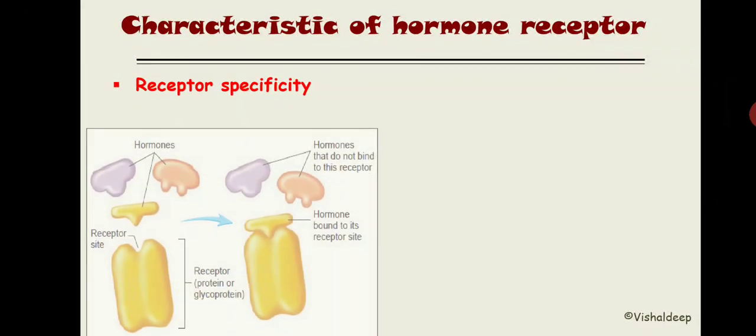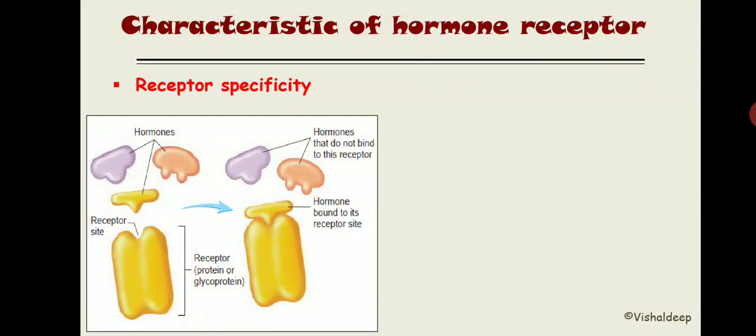Now the characteristics of the hormone receptor. There is receptor specificity. Basically, for each and every hormone there is a very specific receptor. Right? So in this diagram there are 3 types of hormone, and this one is the yellow receptor, but it is suitable only for the hormone which is in yellow color. It is a very beautiful diagram.